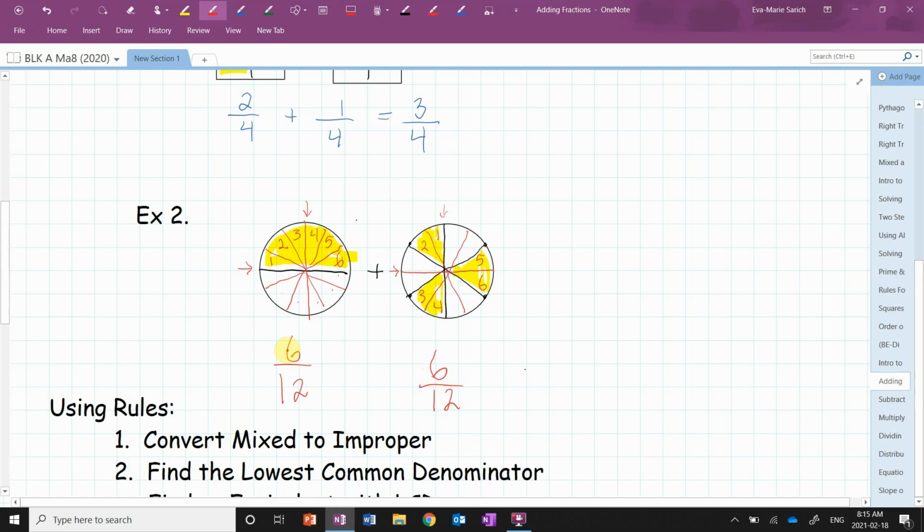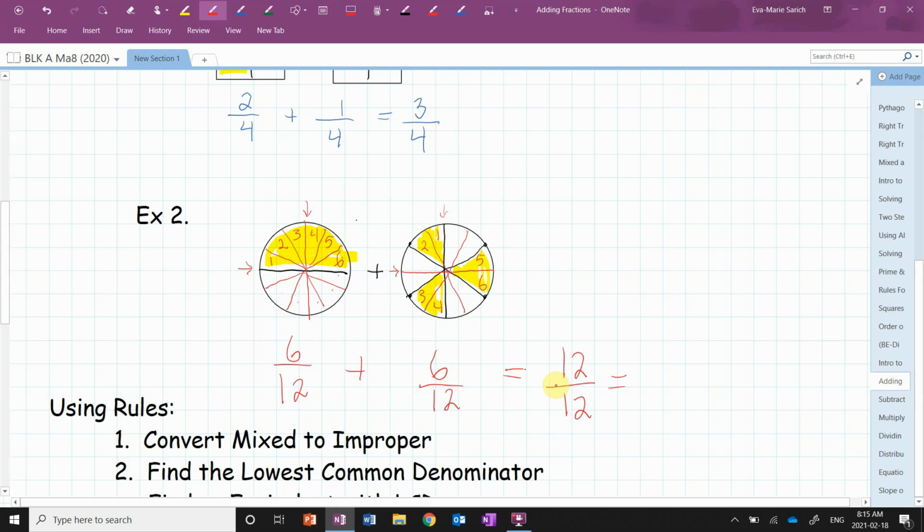So we're going to take 6 shaded pieces out of a pizza cut into 12 and add it to another 6 shaded pieces out of a pizza cut into 12. Then we add the top numbers together, so 6 plus 6 gives you 12, and you put it over the same denominator, so pizzas cut out of 12.